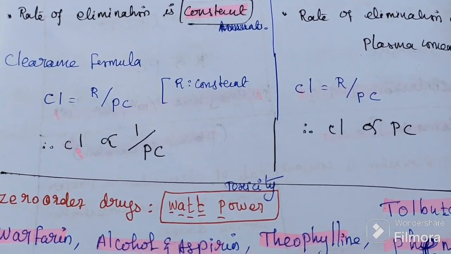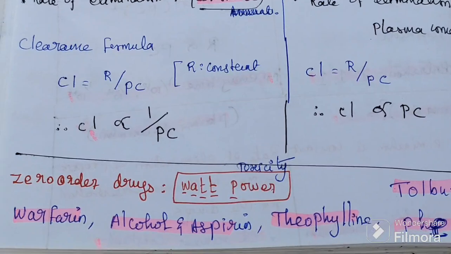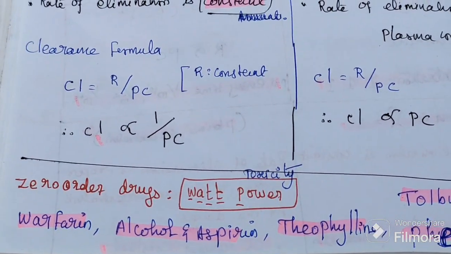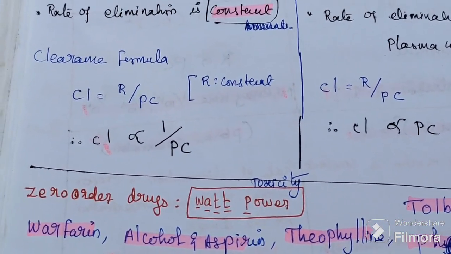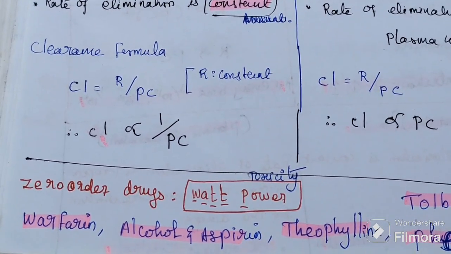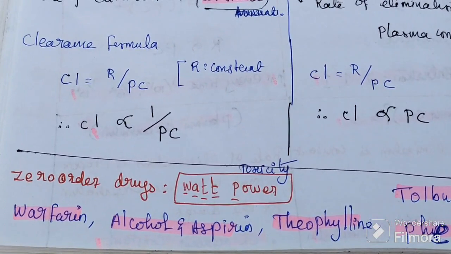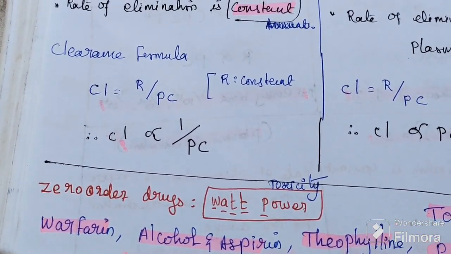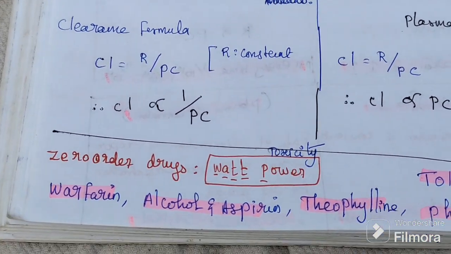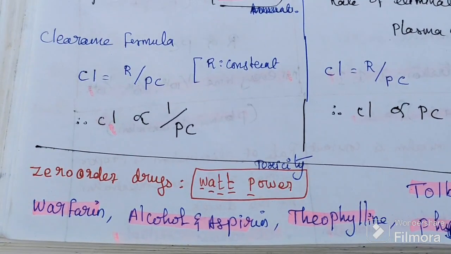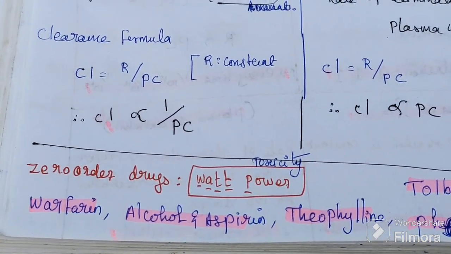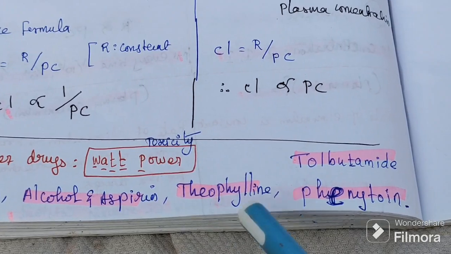This is the dangerous drug: the zero order is the dangerous one. In first order, 1/10 is excreted, so it is not toxic, but zero order is toxic. So zero order kinetics drugs are the dangerous drugs.